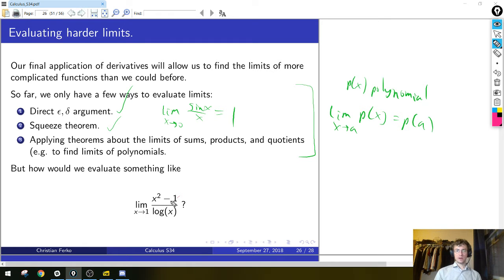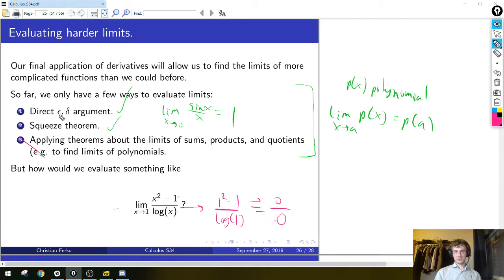It's very hard to use the results about the theorems for limits of sums, products, and quotients here, because as you can see, this thing doesn't satisfy nice continuity results. The top and bottom tend to 1 squared minus 1 over log of 1, and that means the numerator goes to 0. We know log of 1 is 0, so this thing tends to 0 over 0, which is not very well defined. So we cannot apply our theorems in case 3 to this case.